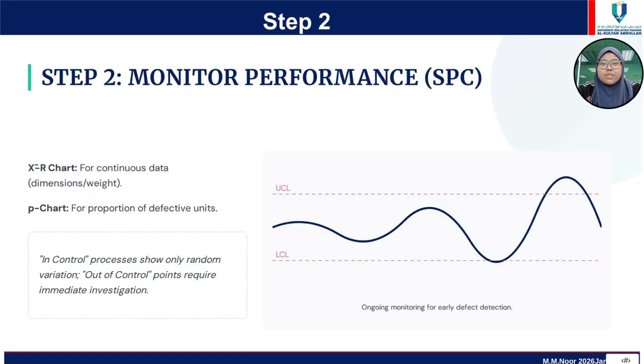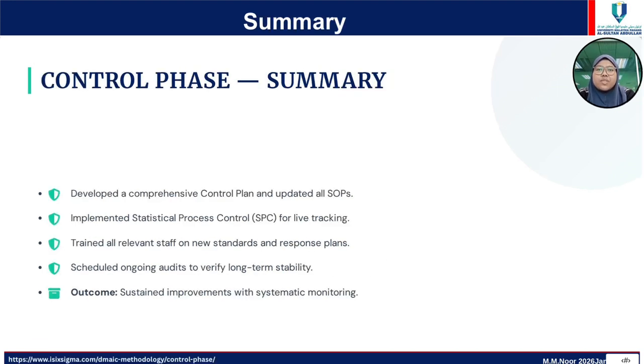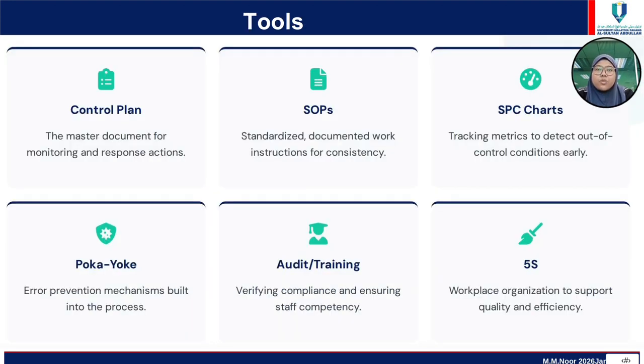Process performance is continuously monitored to ensure that the improvements remain effective. If any issues or variations occur, corrective actions are taken immediately to maintain stability. The Control phase prevents the process from returning to its previous condition and supports continuous improvement. Control charts, standard operating procedures, and monitoring systems are commonly used tools in this phase.